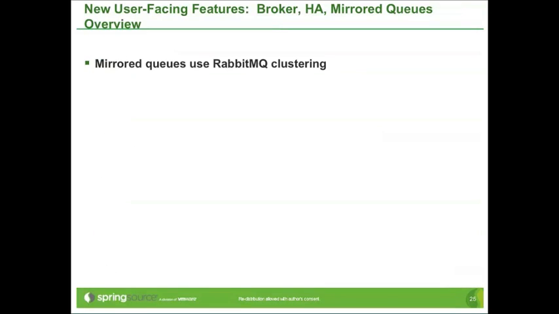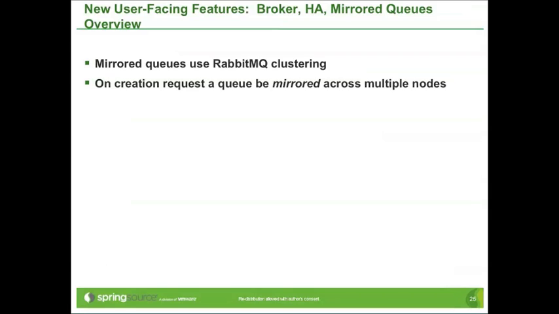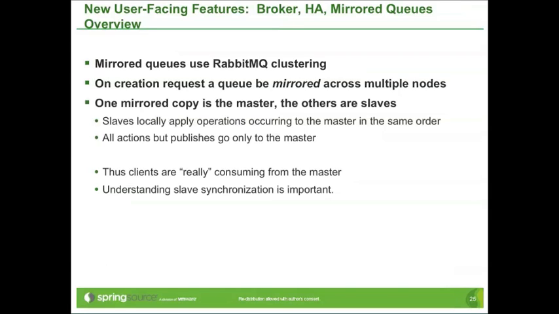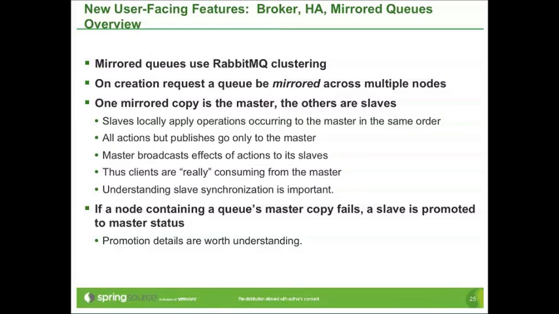So mirrored queues use RabbitMQ clustering. When you create a queue, you ask for it to be mirrored across multiple nodes. One of these copies is the master, the others are slaves. The slaves apply operations occurring to the master in the same causal order they happened on the master, and all actions but publishes go only to the master. The master then broadcasts the effects of what's happened to it to its slaves. So clients really seem to be consuming out of the master, and understanding how the master and slave synchronize when things go up and down is necessary to make sure that you don't lose messages unnecessarily.